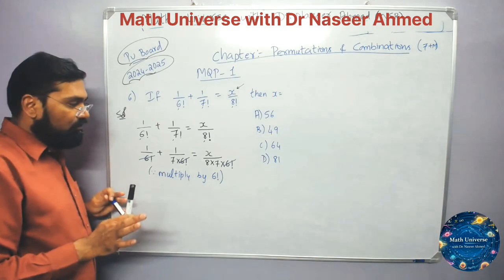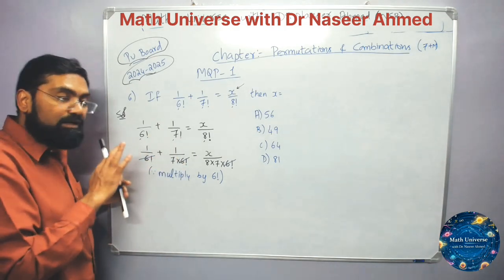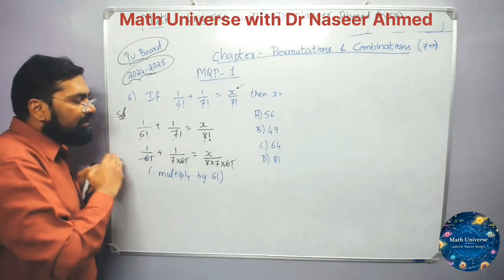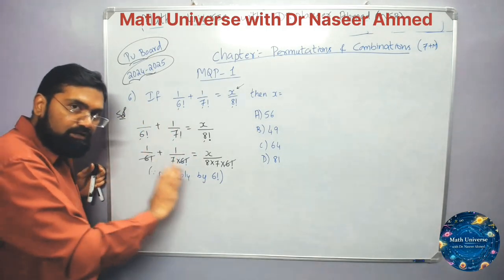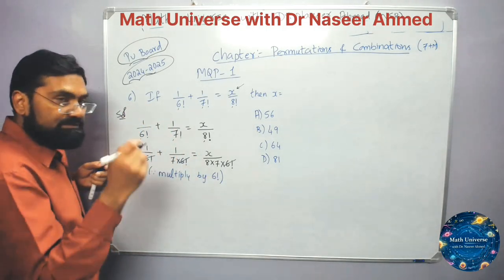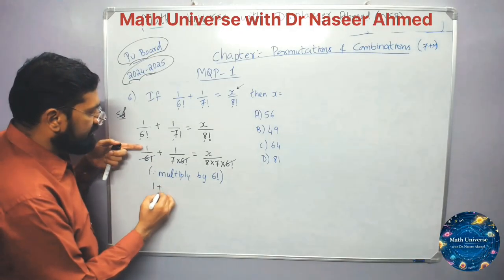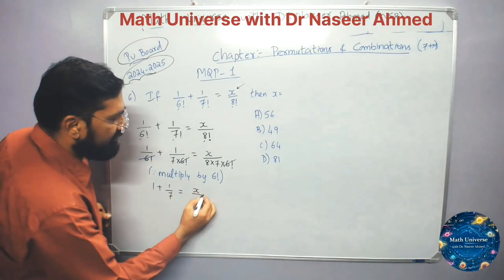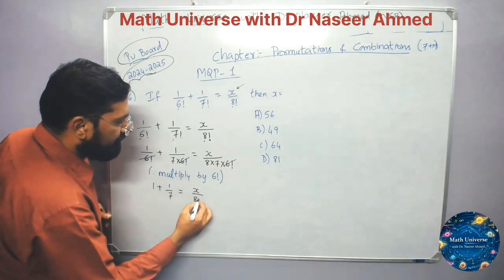Before I go ahead, whenever you have factorial, try to remove that. How to remove? Among all, see which is the smallest, and try to express in terms of the smallest number's factorial. So now here 1 plus 1 by 7 is equal to x divided by 8 into 7.